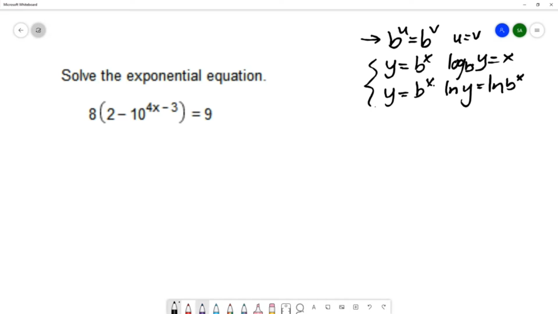But what I want to point out to you guys is that all of these strategies for handling exponential equations have the exponential part isolated on one side of the equation. So in all of these cases, we need the exponential isolated on one side of the equation before we use the strategy. So in this example, our exponent is 4x minus 3, and 10 is the base of that exponent. So before we can start implementing these strategies, we want to isolate that portion of the exponential equation.